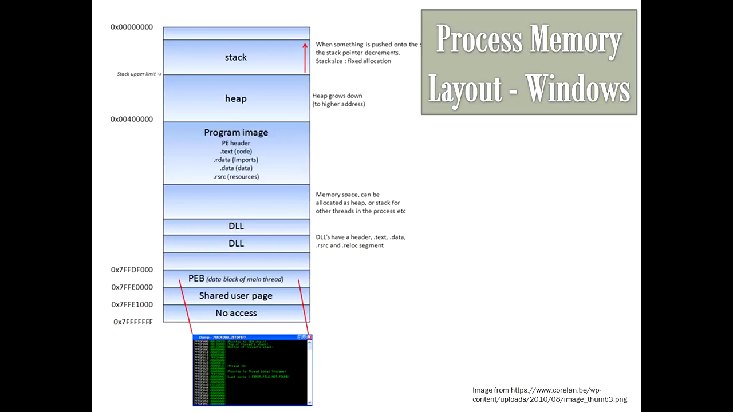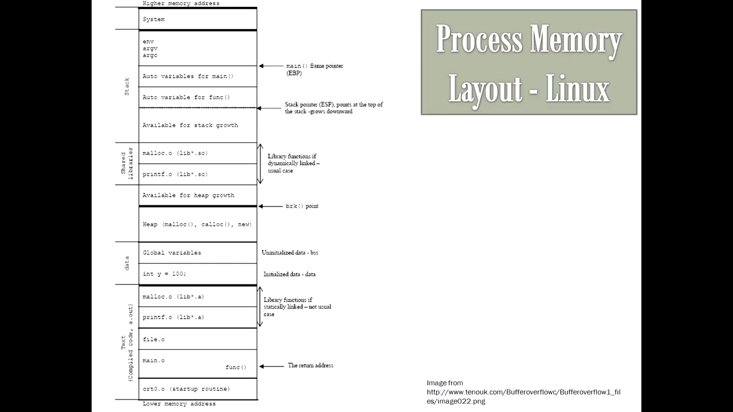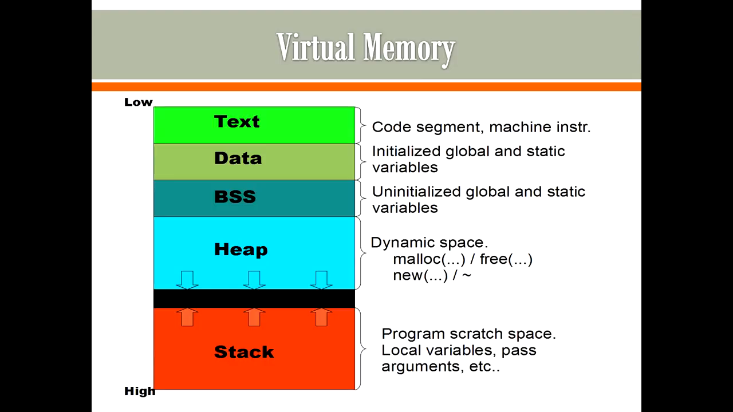For reference, here is the process memory layout for Windows, which you can get additional information about at the link provided at the bottom right of this slide. And here is the process memory layout of Linux, which you can research further at the link provided in the bottom right-hand corner. These two slides are provided for completeness, but we're going to dive into these memory layouts in a later lecture. What I do want to cover is the layout of virtual memory.